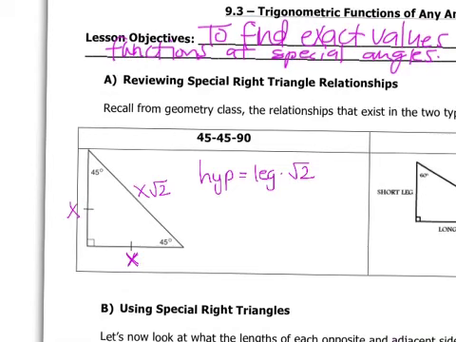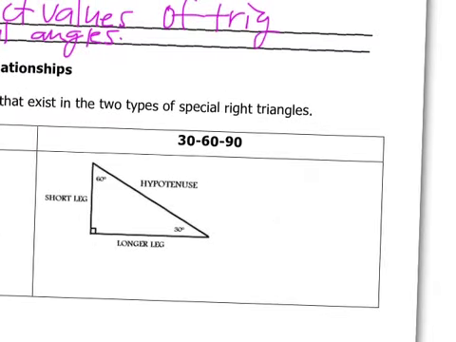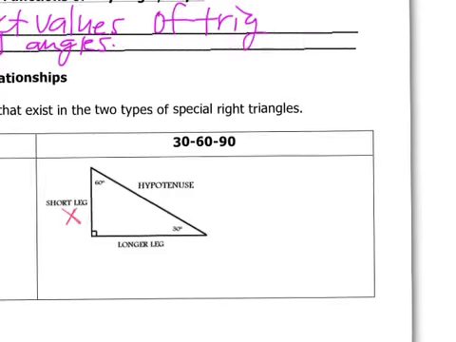In your 30, 60, 90, there are two relationships, okay? And both of these relationships are based off of what we call the short leg. The short leg is the leg that is opposite the 30-degree angle, okay? We consider the long leg to be the one that's opposite the 60-degree angle, and then, of course, the hypotenuse is opposite the 90-degree angle, okay?